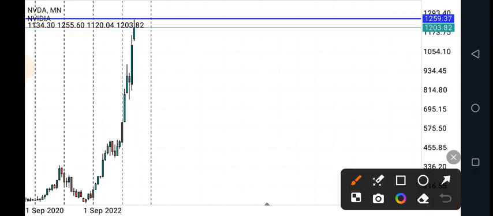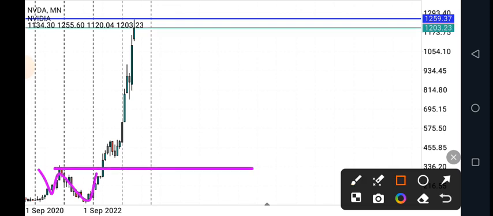We can see that the market had given us a W formation here, which had a neckline there, and we saw price break into the upside of that neckline. And since then the market has been moving upwards.